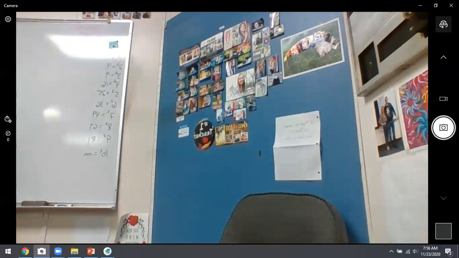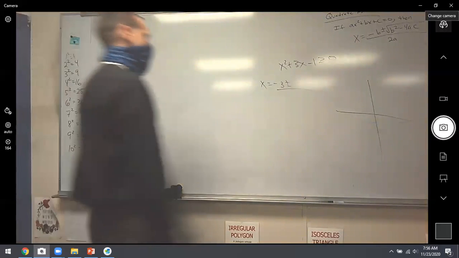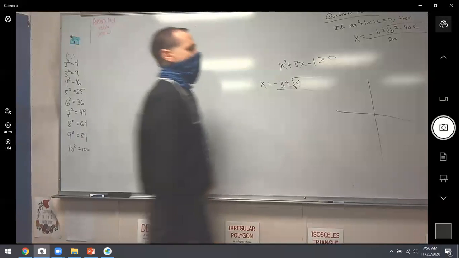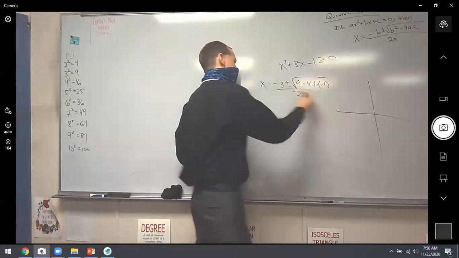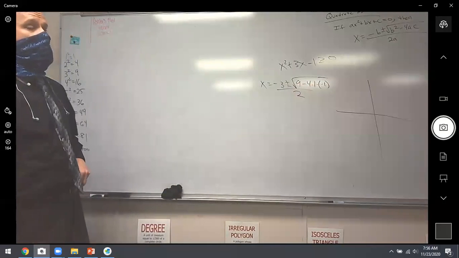So we could just probably default back to our quadratic formula to figure out where it crosses without much thought. So quadratic formula time, x equals negative b plus or minus the square root of b squared. B squared would be 9 minus 4ac, 4 times 1 times negative 1. And that's all over 2a, and a was 1, so 2 times 1 is 2.